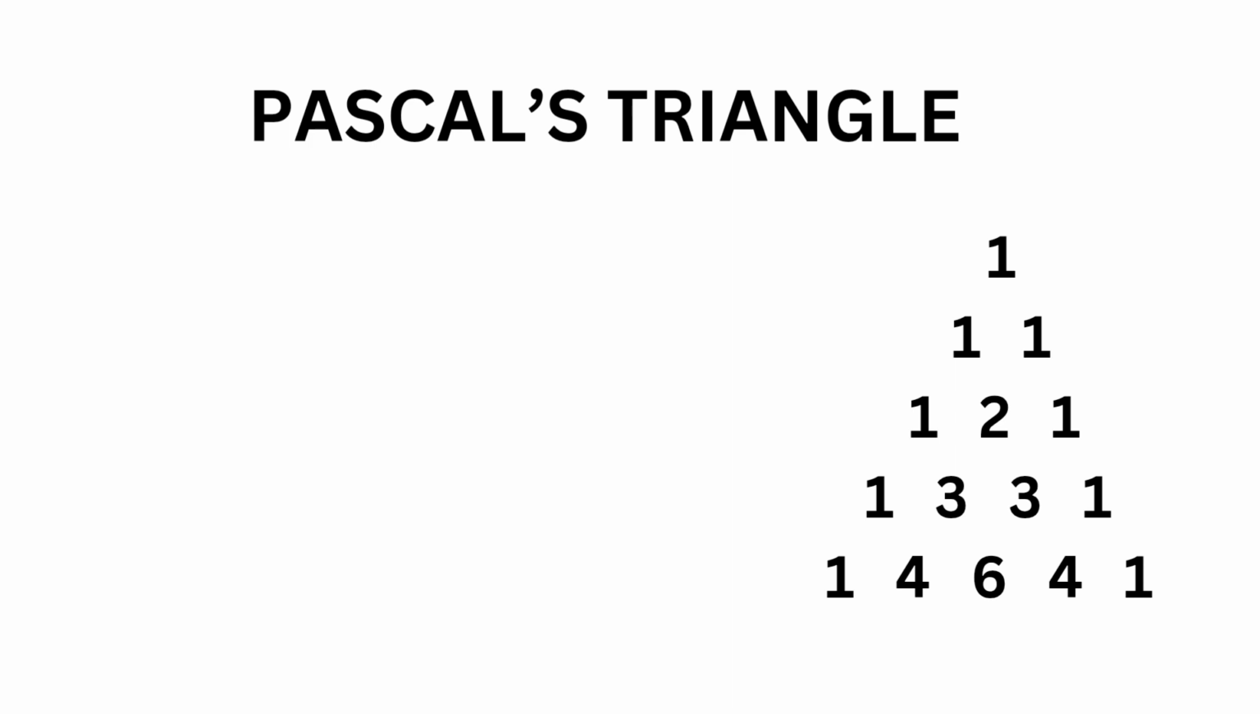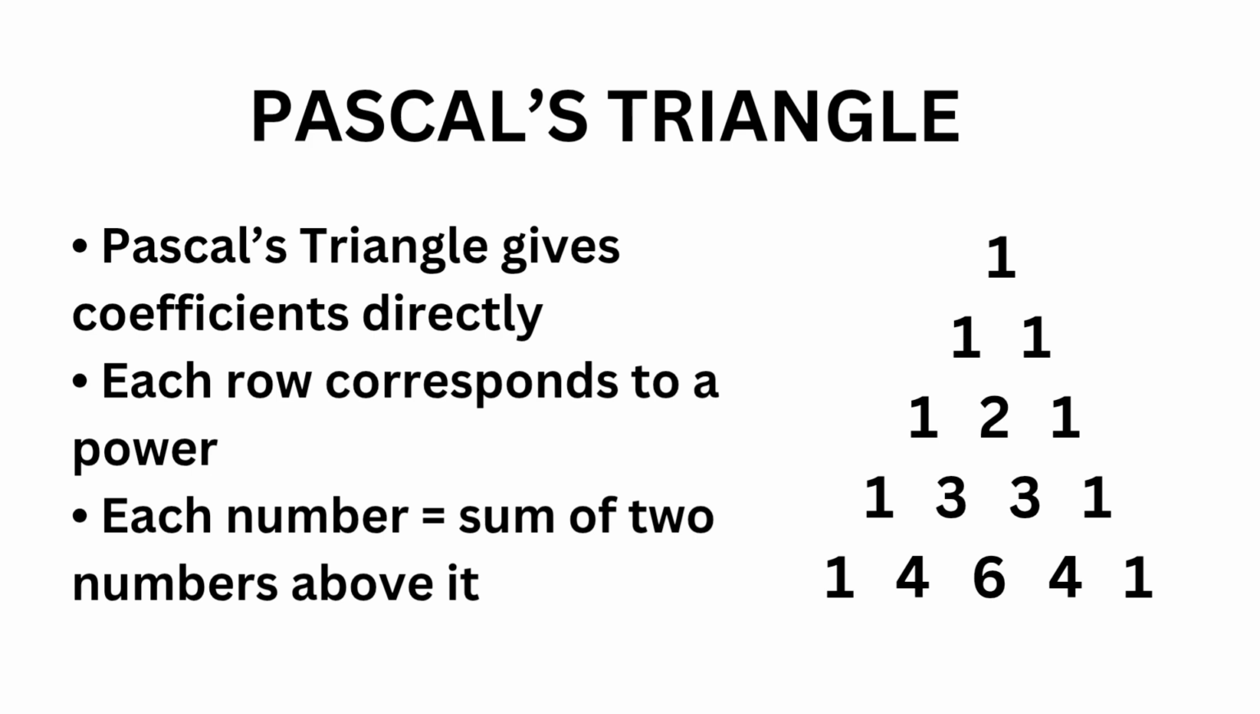This arrangement of numbers is called Pascal's triangle. Each row of this triangle gives the coefficients of a binomial expansion. For example, row 2 gives coefficients of (a plus b) square, row 3 gives coefficients of (a plus b) cube, row 4 gives coefficients of (a plus b) whole power 4. Each number is obtained by adding the two numbers just above it. Pascal's triangle helps us quickly write coefficients without calculating combinations every time.